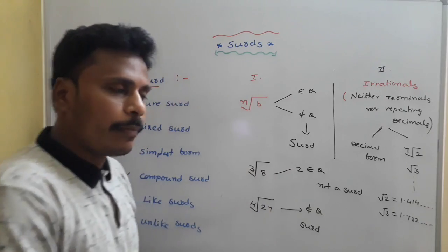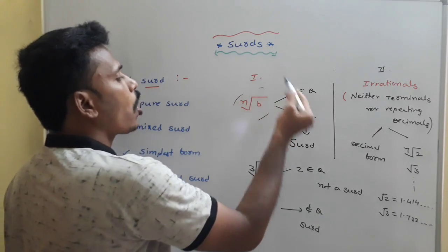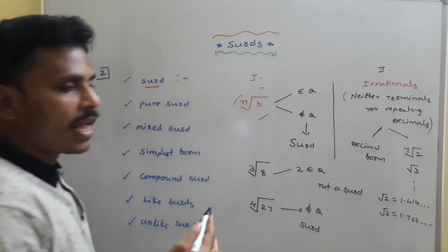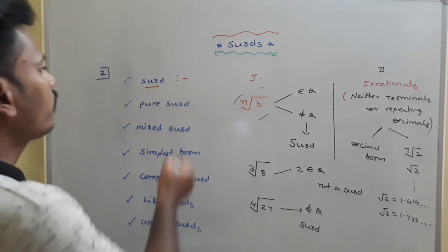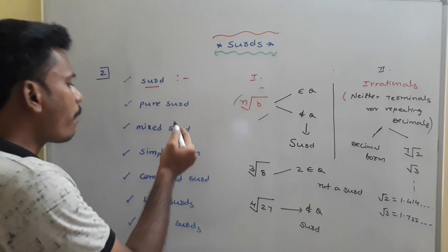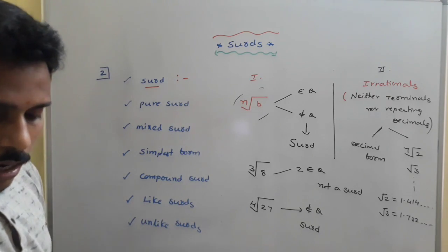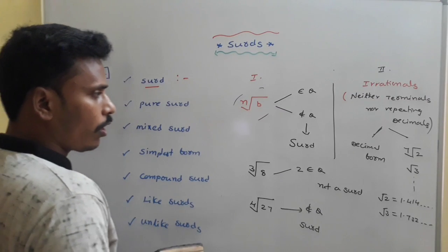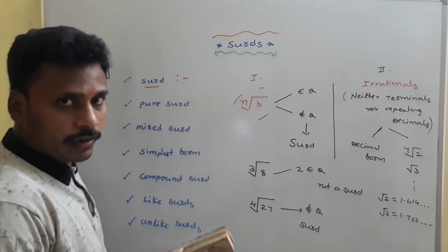See, both these definitions, in two ways we just understood the surd. Both ways are the same. A number of the form nth root of b which is not in the rationals is considered a surd. That's the definition of a surd, right? And then what is meant by a pure surd, mixed surd, simplest form, compound surd, like surds and unlike surds? We need to discuss one by one. I think the definition of surd is clear for everybody.